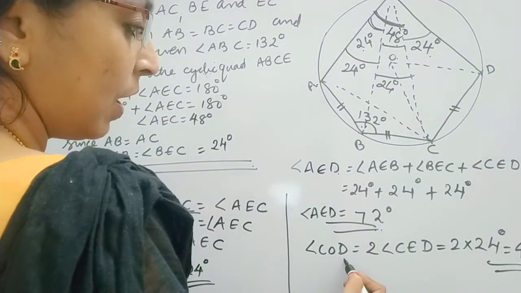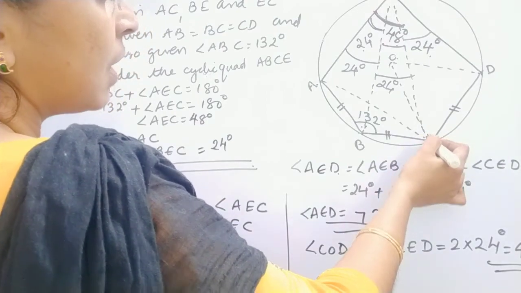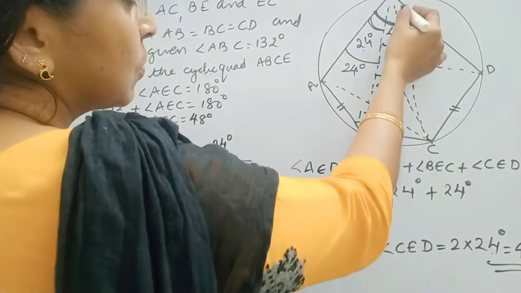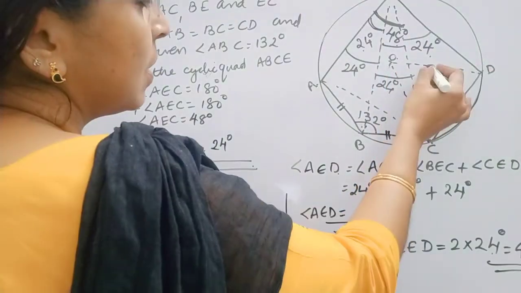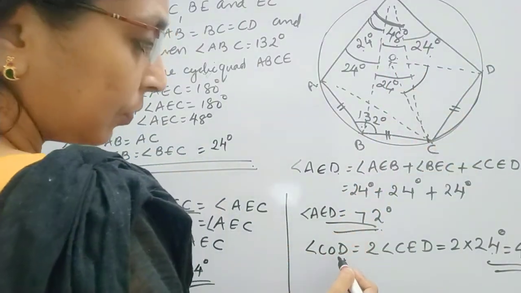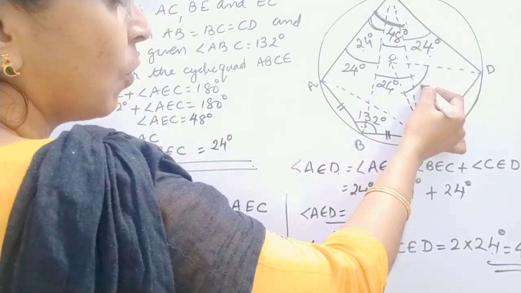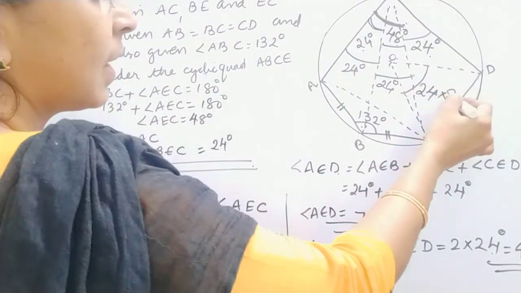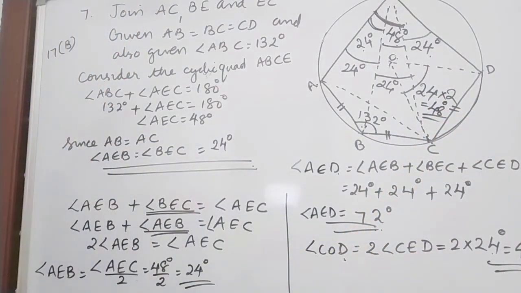COD is a central angle. We want to find COD. So look at CED, same segment CD, we got it as 24. COD we want to find out. So CED is equal to 24. So COD will be double. The angle at the center of the circle is double the angle at the circumference. So 2 into 24, which is equal to 48 degree. That is, angle COD is equal to 48 degree.